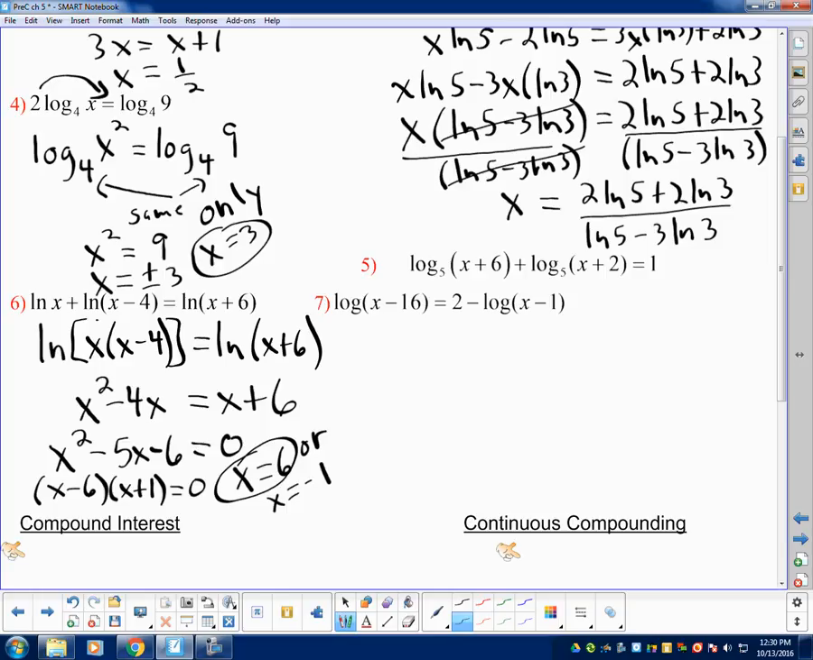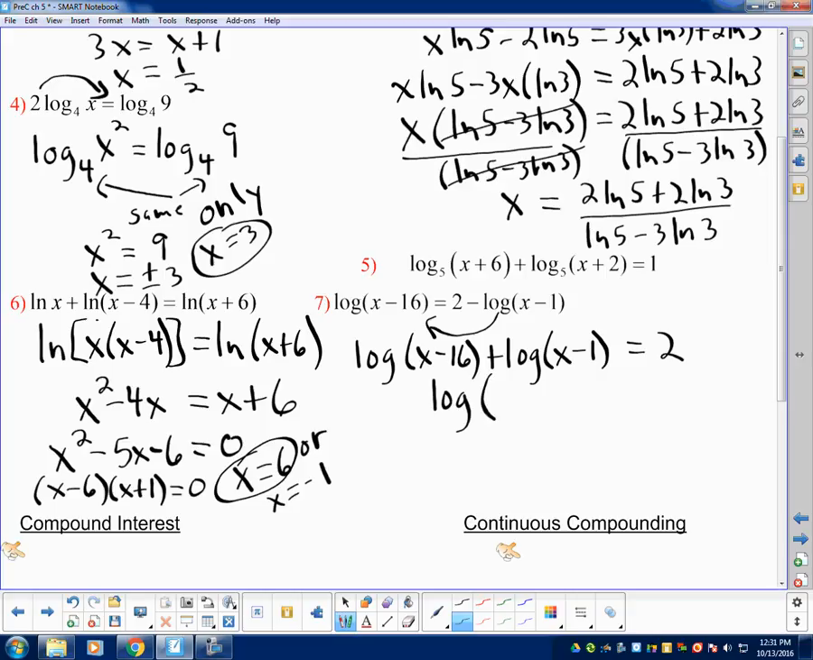All right, number 7. This one's a little tricky just because I have the logarithmic expressions on opposite sides. There is no property that's going to help me combine these two. So what I need to do is move this over to here first. So it looks like this. Log, we're base 10 now, of x minus 16 plus log of x minus 1 equals 2. Now I can use the product law here for logarithms and combine these together. So this is the same as log.